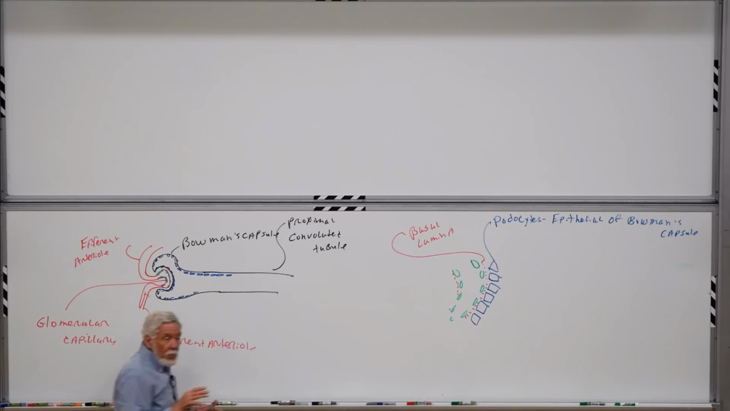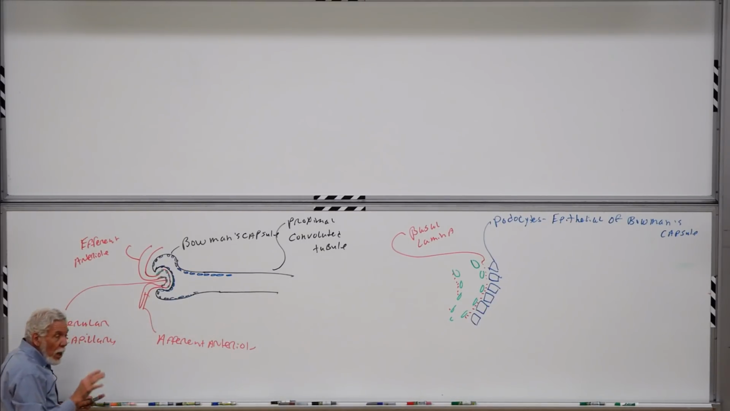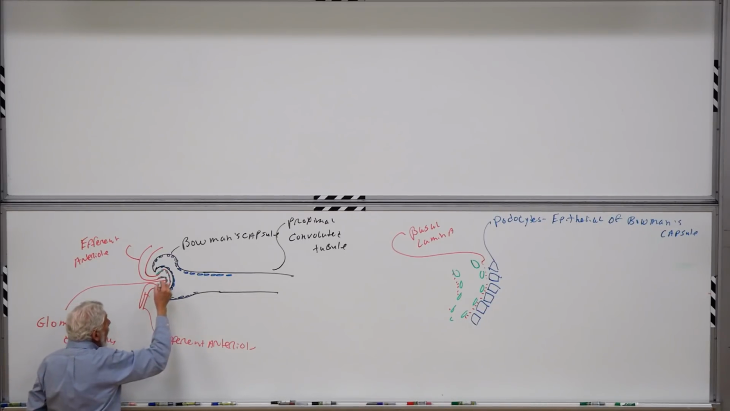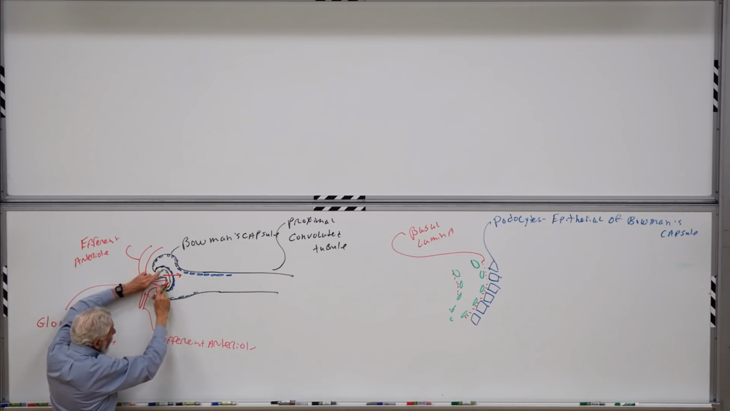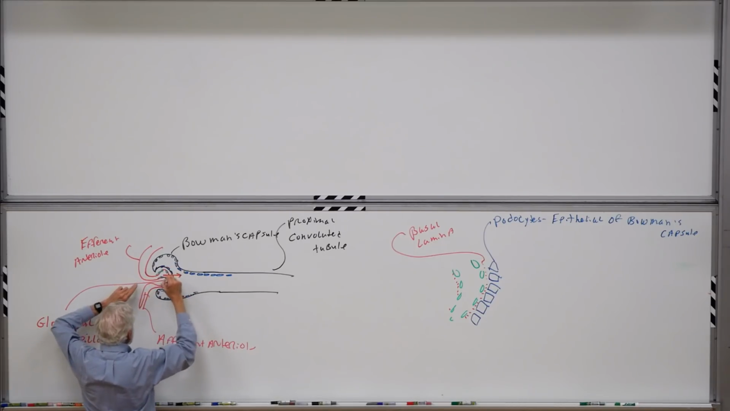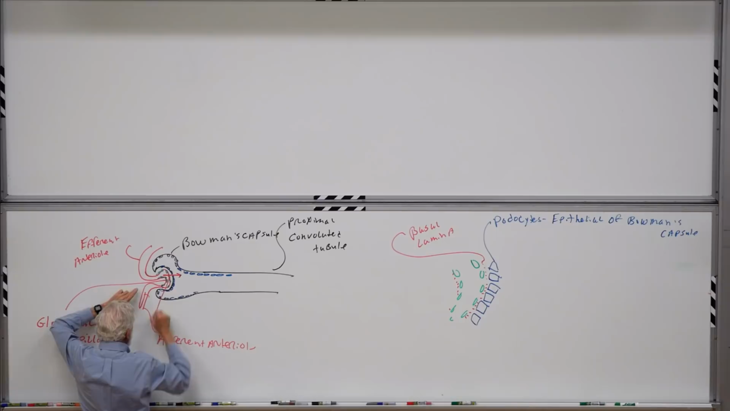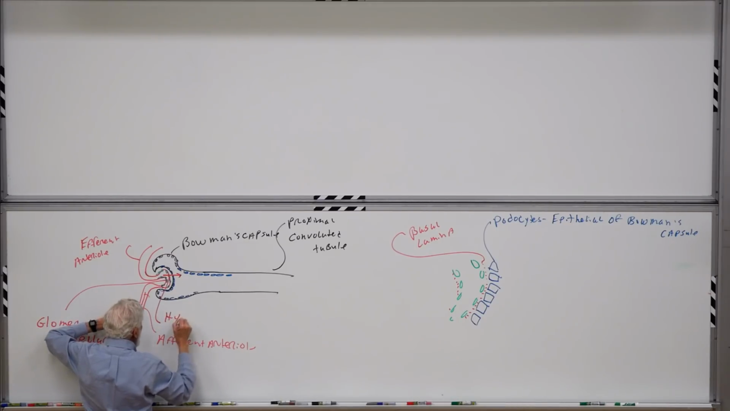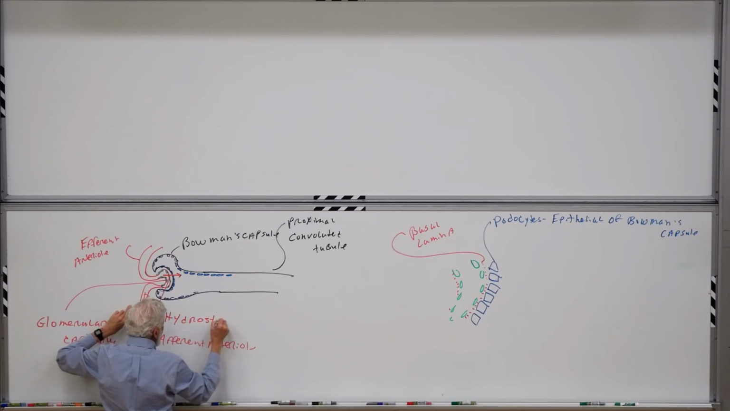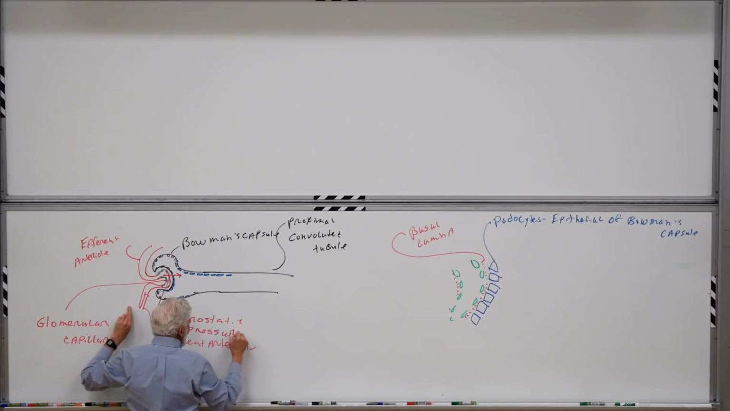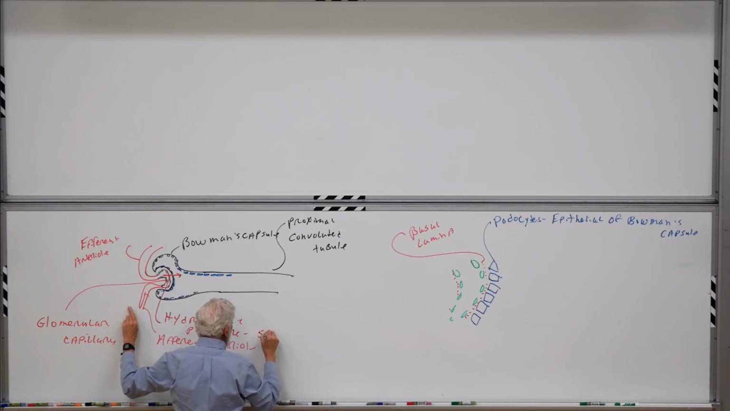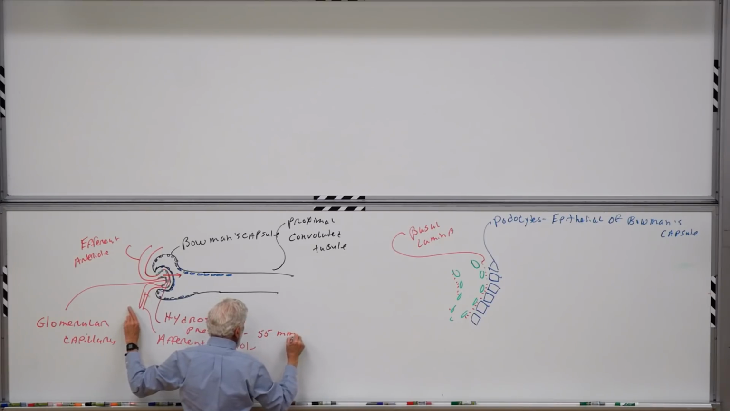Where we left off yesterday was to describe the two major pressures. We said that there was a hydrostatic pressure forcing fluid from the capillary into Bowman's capsule. We called this pressure the so-called hydrostatic pressure. We gave it a number. We said it's about 55 millimeters of mercury.